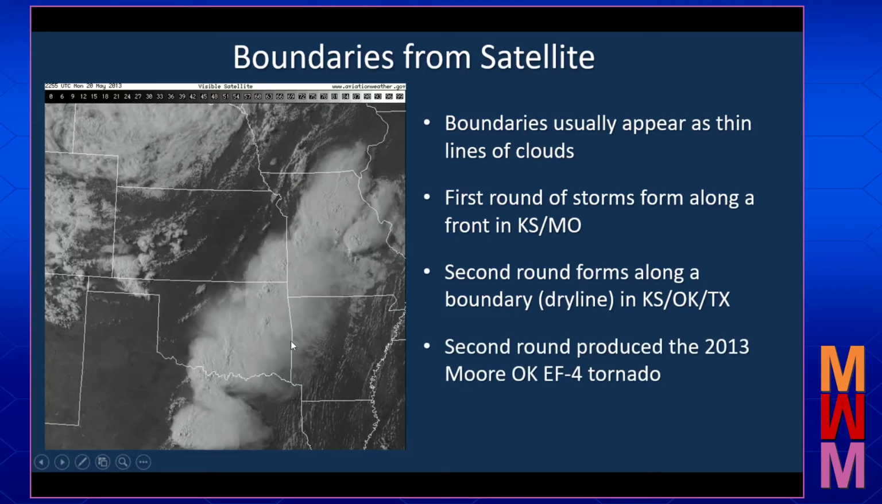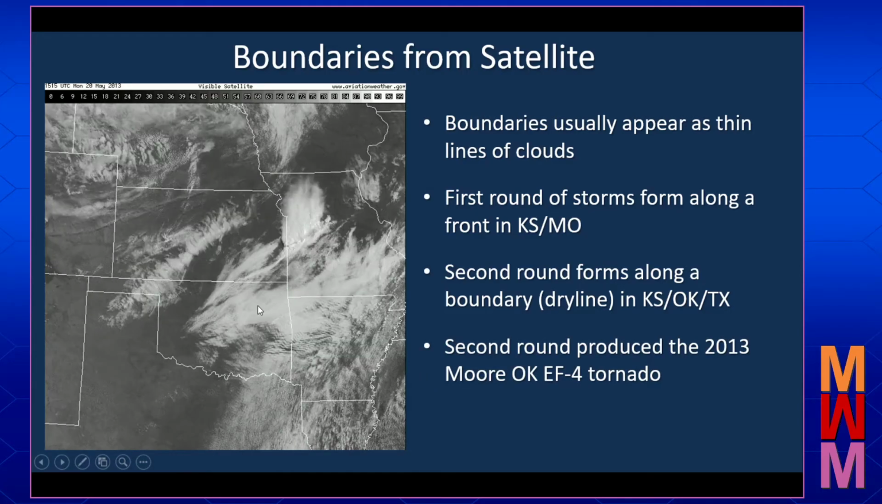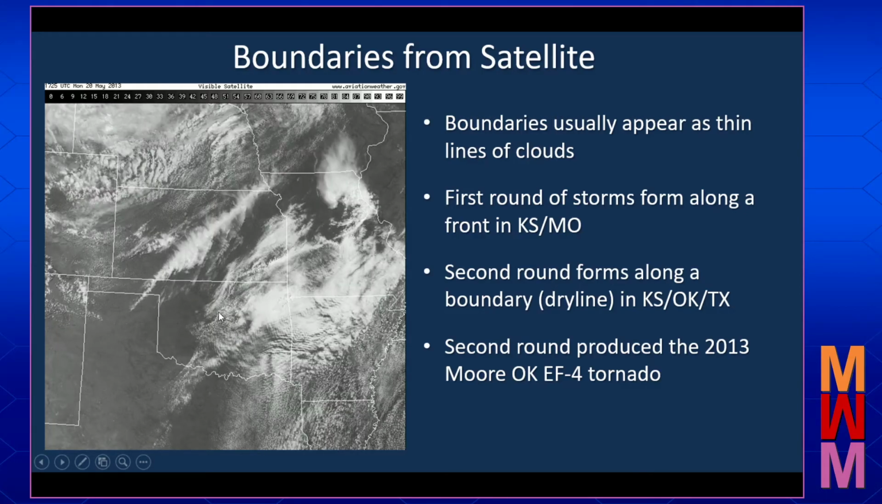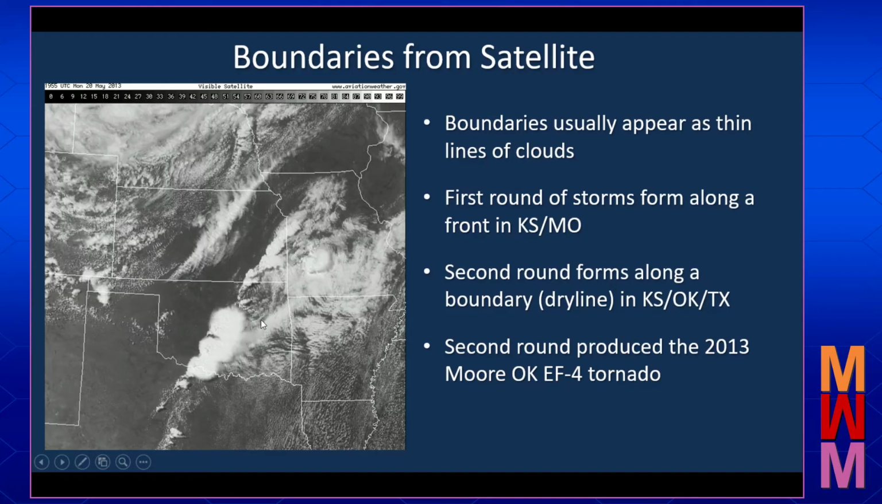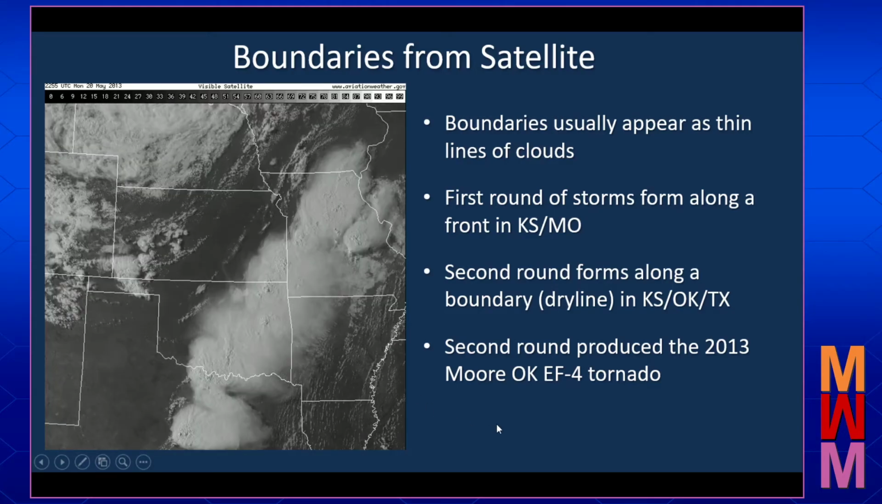And this second round of thunderstorms actually wound up producing the EF4 tornado, which struck Moore, Oklahoma, May 20th of 2013.